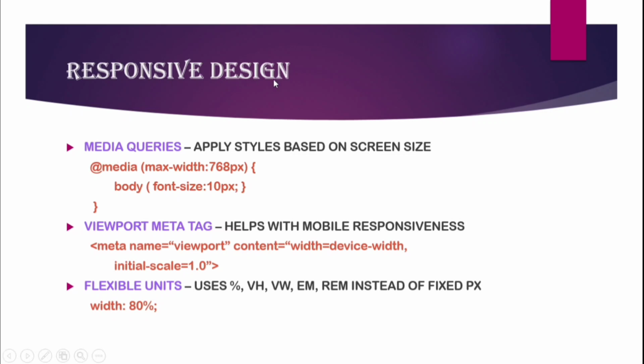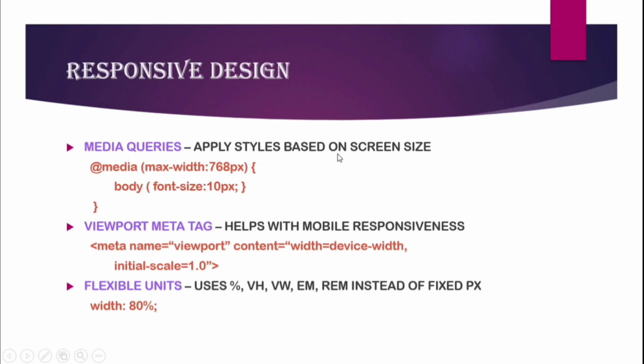Then we have the viewport meta tag, which is also used. As I told you in the meta tags, viewport is also used. In the content, you can mention width equal to device width, initial scale equal to 1. By mentioning the device width, it will take the entire width of the particular device that we are using. Like if we are using the mobile, then it will take the mobile screen size, and if you are using the laptop, it will take the laptop screen size.